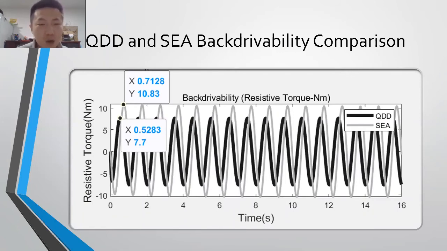The only thing we worry about in this plot is the Y value. We compare the QDD and SEA at the first peak. So we can see that QDD is less than SEA. That means the resistance force is less than the SEA.